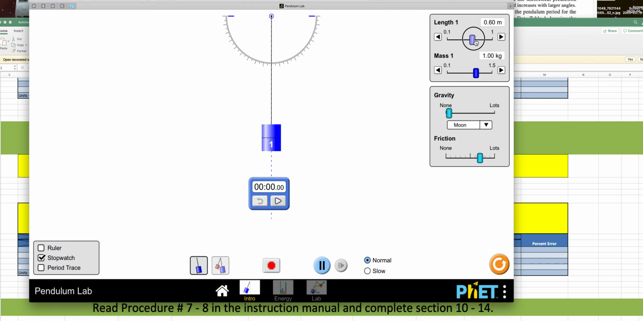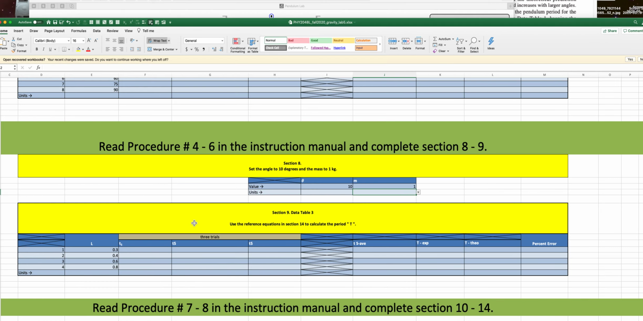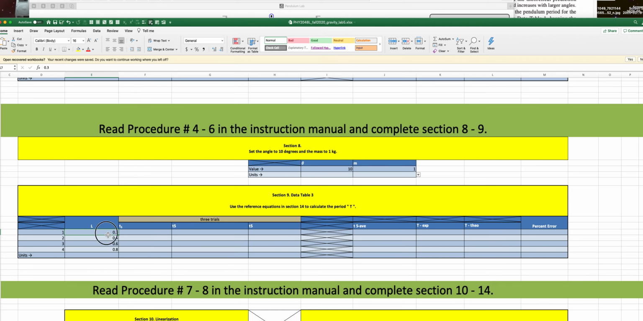So here, you're going to change the length. And the angle is always going to remain at 10 degrees. Excuse me, you're going to keep the mass at 1, but you're going to change the length for the experiment. You're going to have a small value. I think it's going to range from 0.3 all the way up to 1.5. Actually, no, 0.8. So the lengths are going to range from 0.3, 0.4, 0.6, and 0.8.